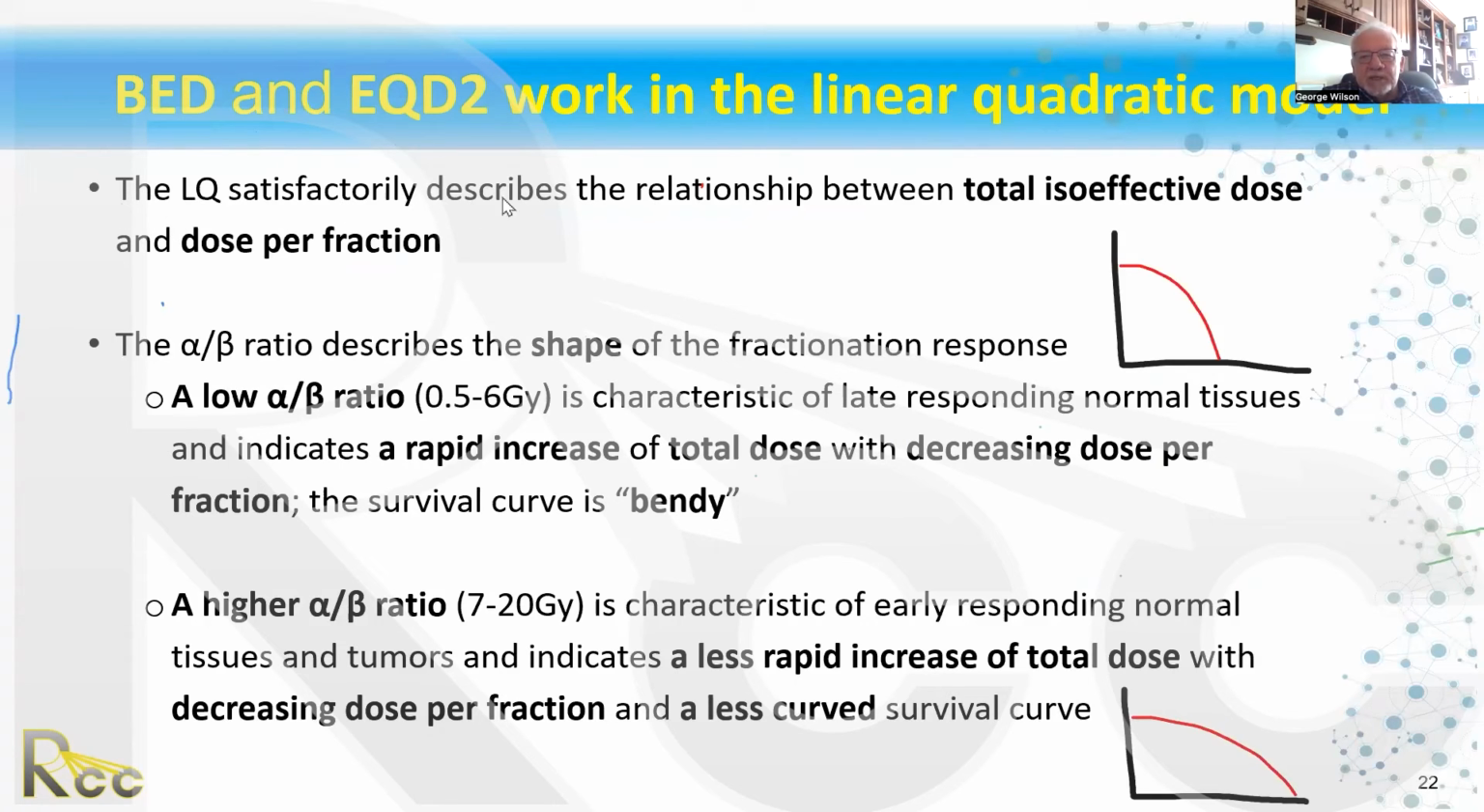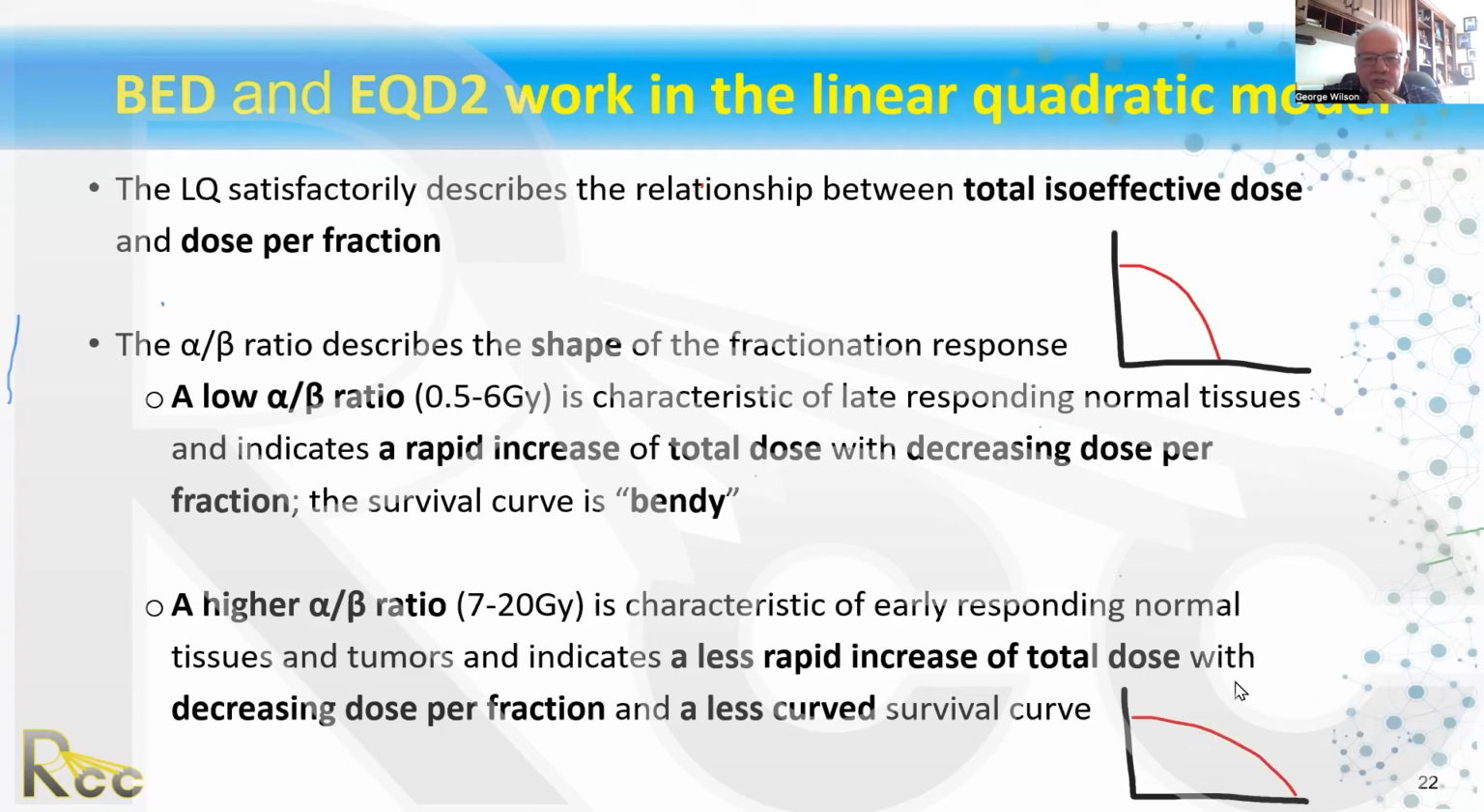And the linear quadratic model really describes the relationship between the total isoeffective dose, this is a little drawing that Lee made, and dose per fraction. And so the alpha beta ratio is really the shape of this dose response. And so when it's low, 5 to about 6 gray, it is characteristic of a late responding normal tissue. And so there's a rapid increase of total dose with decreasing dose per fraction. And you get this sort of very bendy survival curve.